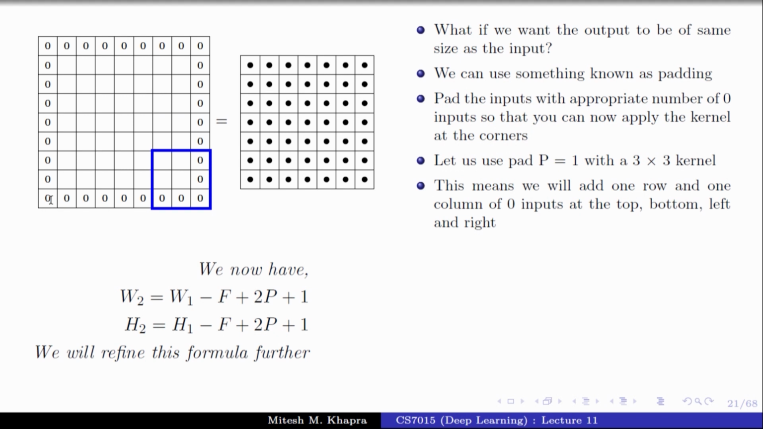If the filter is of size 7 cross 7, what should the padding be? 3. Is that fine? And you'll get W2 is equal to W1. Everyone okay with that? So now we have a formula for computing the width and height of the output as a function of the input and the filter size and the padding.